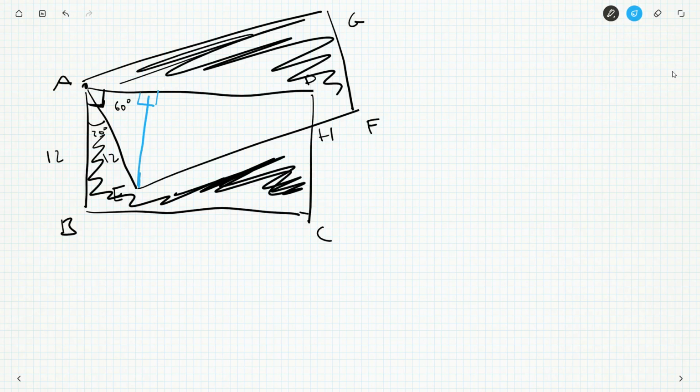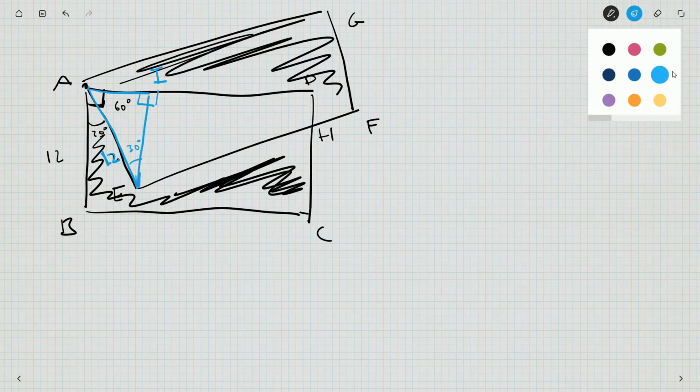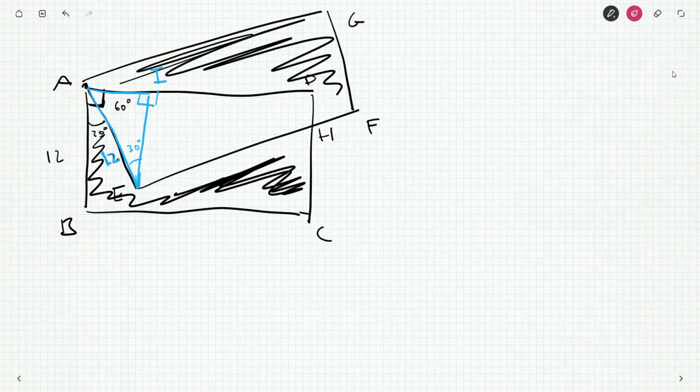And now, look here, I've got A, E, I guess we could call this guy I if we really wanted to, but I've got 60, I've got 90, the other one's going to have to be 30. And hey, I know the hypotenuse is 12. So the hypotenuse is 12, that means that half of 12, 6, is the side length opposite the 30. Alright, remember, 2 to 1 to root 3. And that also tells me that this over here is 6 root 3.